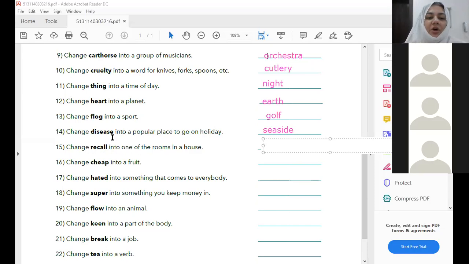Okay, change recall into one of the rooms in the house. This will be a little difficult for you because this word you would not have read in your books or lessons most of the time. So it can be. Yes.